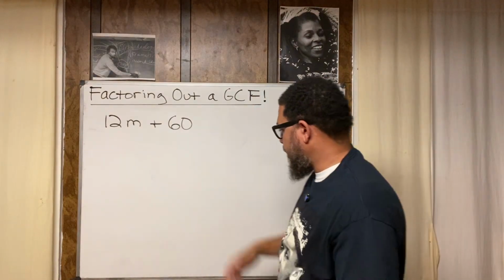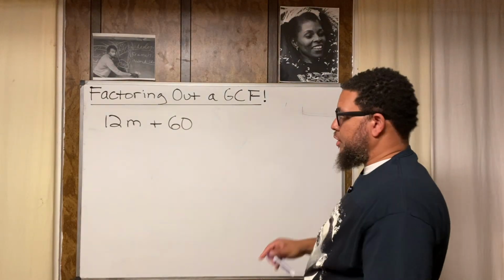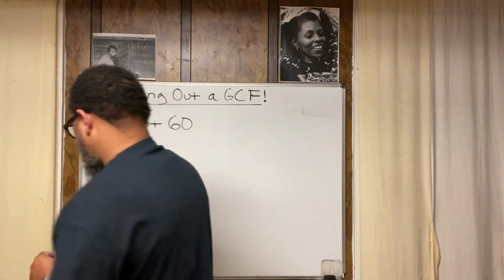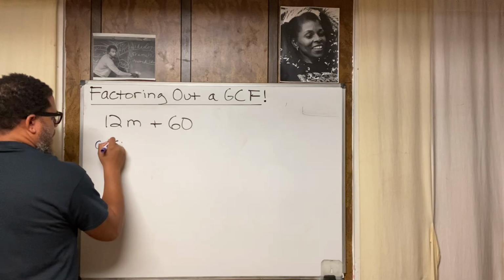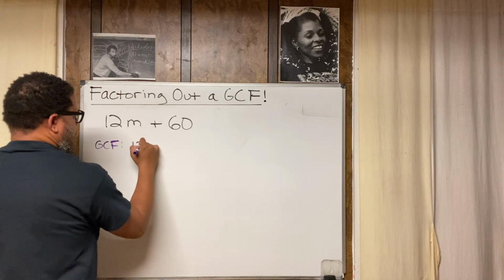So out of 12 and 60, what is the GCF of 12 and 60? That's the first question. All right, so I'm going to write down GCF. And the GCF of 12 and 60 is 12.